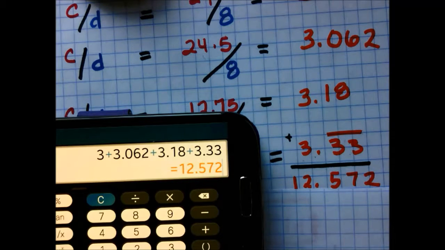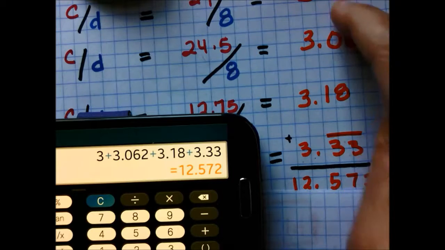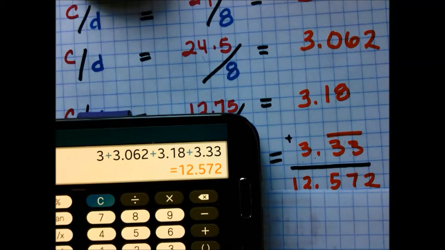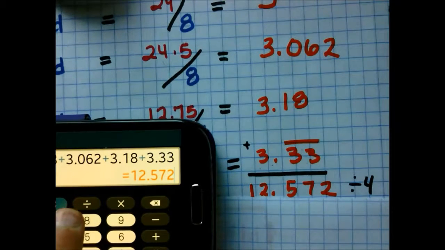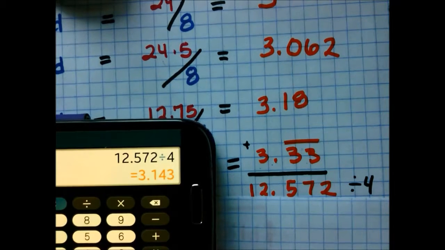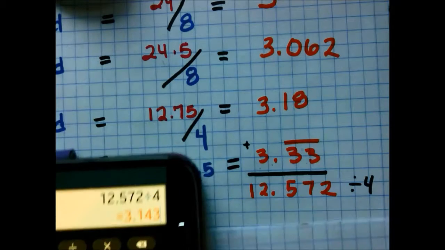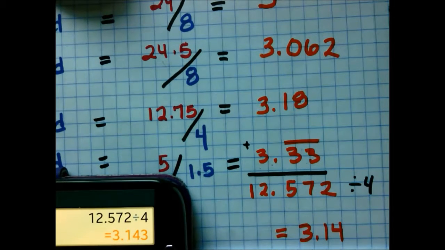Then to find the average, of course, you take all of these numbers, because we used four items, we divide that number by 4. So I'm just going to simply go ahead and punch in divided by sign 4, and let's see what we're going to get. Boom! 3.143. Yay! I finally have found pi.